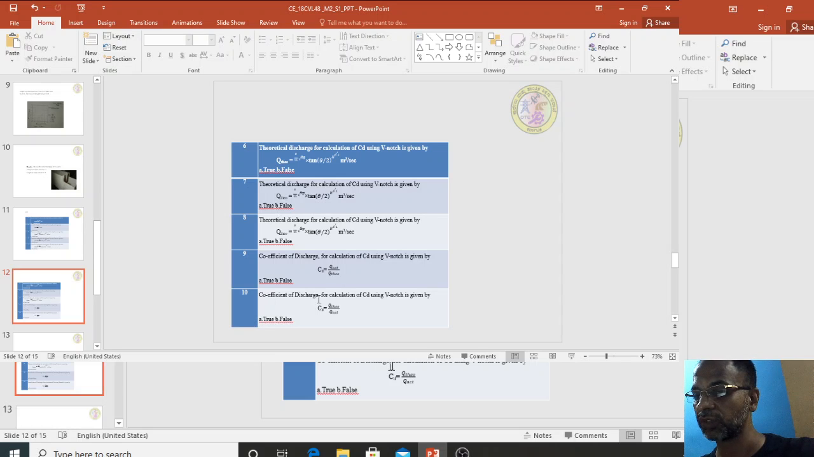Next, the 10th question: coefficient of discharge for calculation of Cd using V-notch is given by Q theoretical by Q actual. This is wrong, because if I say actual is more, theoretical will never be equal to x times the actual. Therefore the statement is false.